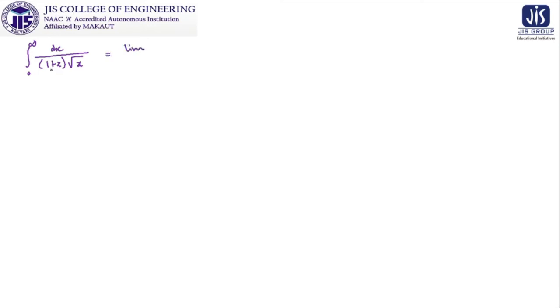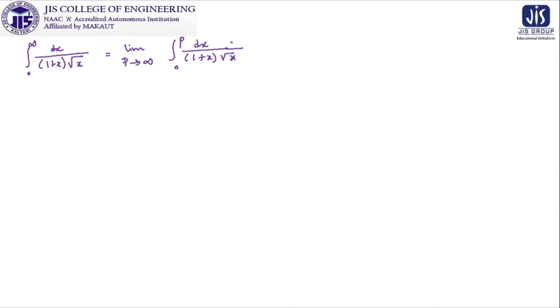So in the next line we can write what the problem is. The problem is at 0 to p. Okay, so now what we can write, limit p tends to infinity, we can write it as integral 0 to p dx by 1 plus x root over x.